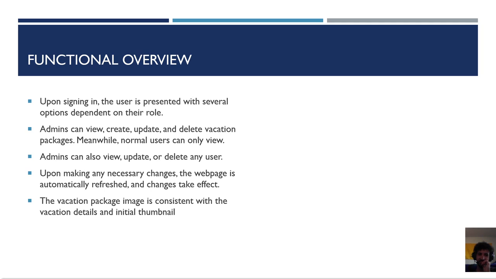So some of the functional overviews is upon signing in, the user is presented with several options depending on the role. So as I was mentioning earlier, admins can view, create, update, and delete vacation packages. And people with normal access don't have that option. They can only view. And admins can also do the same thing for users. So if they want to, they can delete users, they can update information. The only thing they can't change is the username, but from there, admins have more permissions.